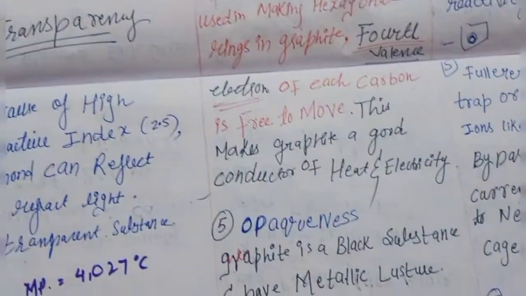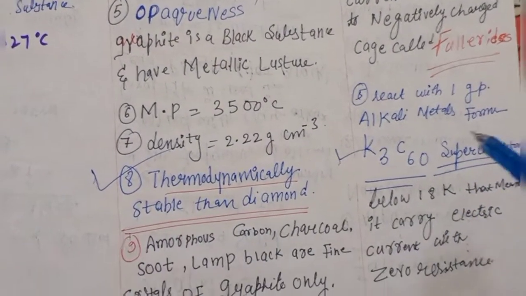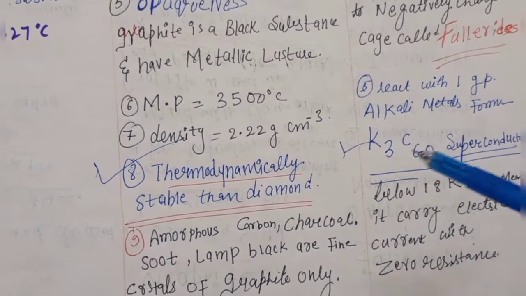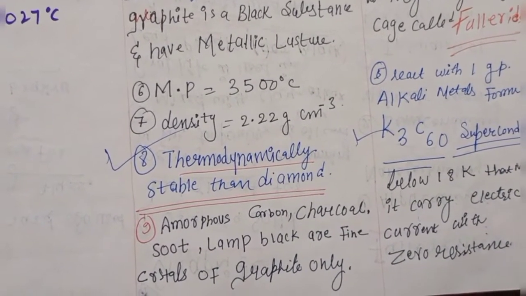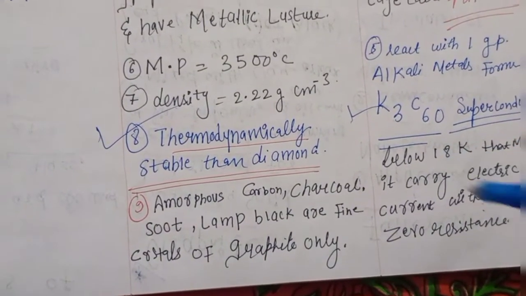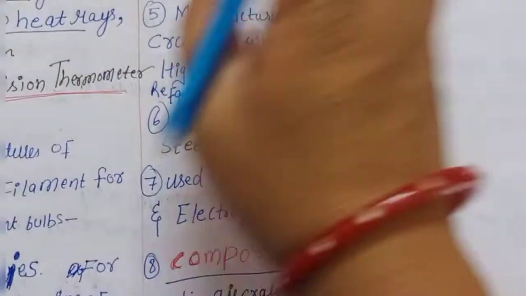So they can easily react with the first group elements to form the superconductors. What are superconductors? They have high conductivity at or below 18 Kelvin also. That means they can carry the electric current with zero resistance. K3C60 is a good example of a superconductor.